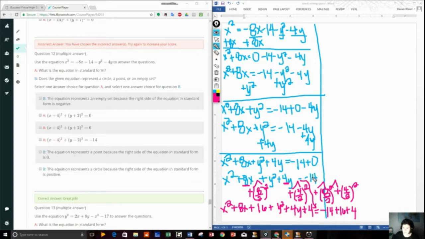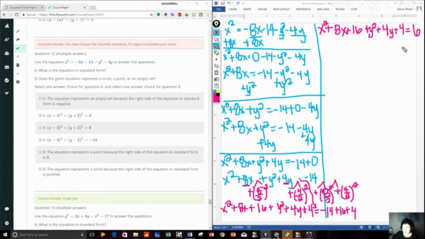Okay, so now let's come up here and rewrite it. So we're going to have x squared plus 8x plus 16 plus y squared plus 4y plus 4. And that's going to equal, well, negative 14 plus 16 is 2, and 2 plus 4 is 6. Alright.